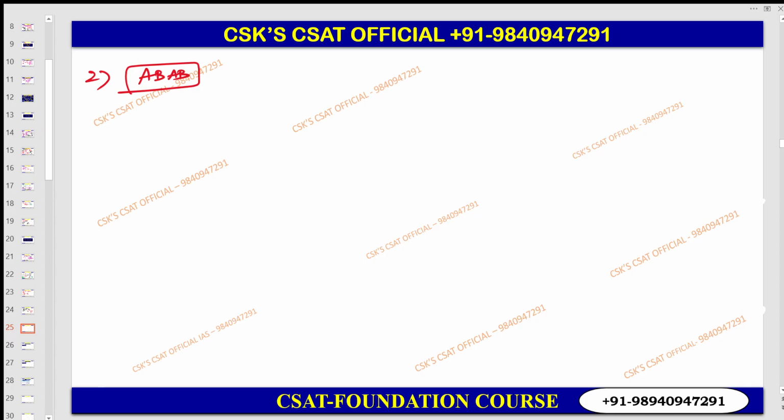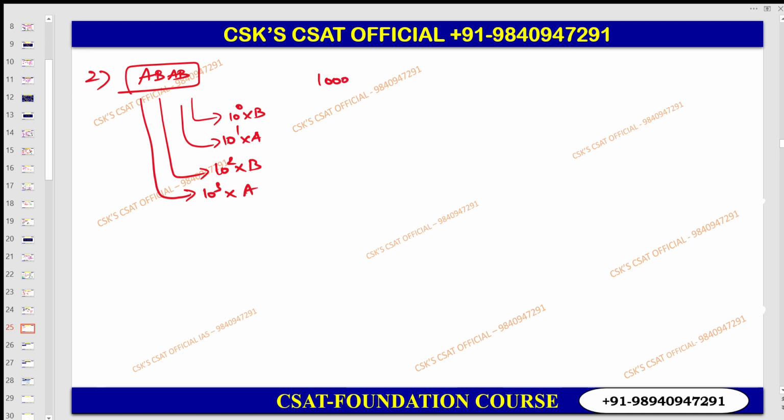What is the actual procedure? You have to do this here: 10 power 0 into B, 10 power 1 into A. So this you need to do, your 10 square into B. This you have to do, your 10 cube into A. So like that you can expand first of all. So therefore 1000A plus B, therefore 10A plus B.